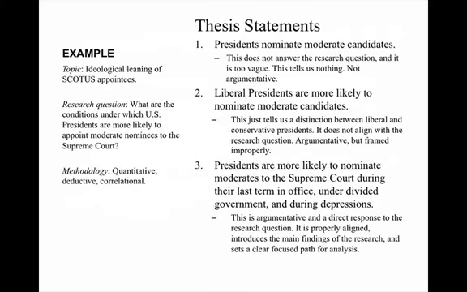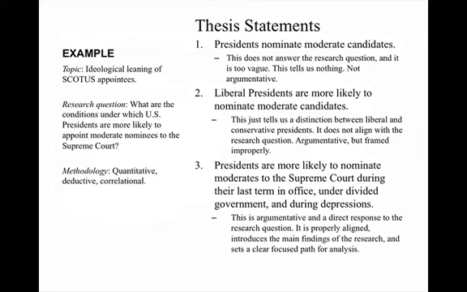Here are some examples. Again, let's say the topic is the ideological leaning of Supreme Court appointees. Your research question is, what are the conditions under which U.S. presidents are more likely to appoint moderate nominees to the Supreme Court? Your methodology is quantitative, deductive, and correlational. Here are some thesis statements. Number 1, presidents nominate moderate candidates. This does not answer the research question. It's too vague, it tells us nothing, and it's not argumentative.